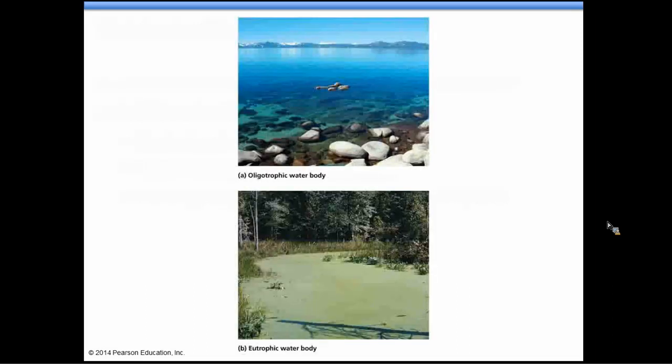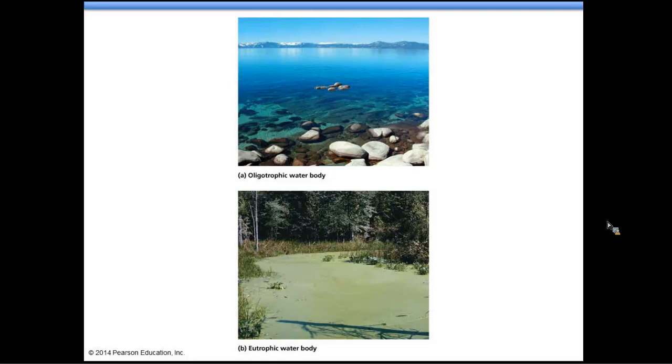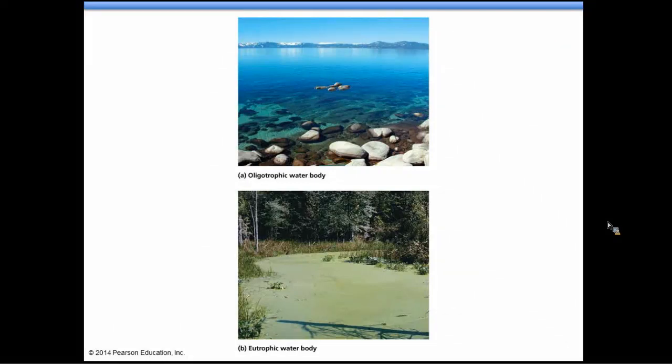Here are the two things we talked about earlier. The oligotrophic water body is very high in oxygen but very low in nutrients. And then on the other hand, we have the eutrophic. I believe this looks like it's covered completely in algae. This is high nutrient, low oxygen.